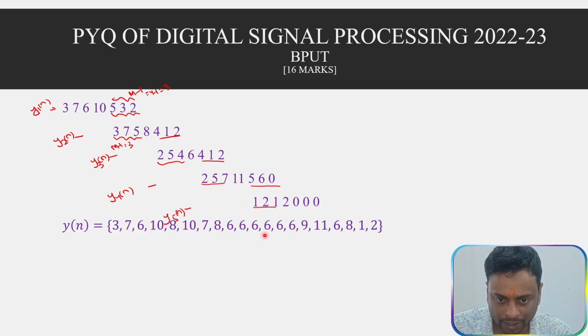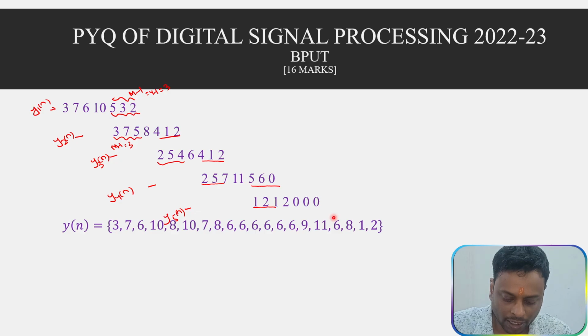Next, 6 remains as it is. Then 4 plus 2, it will be 6. 5 plus 1, that will be 6. Then 7 plus 2, it will be 9. So 11 as it is. Then 5 plus 1, it will be 6. Then 6 plus 2, it will be 8. Then 1 plus 0, it will be 1. Then 2.